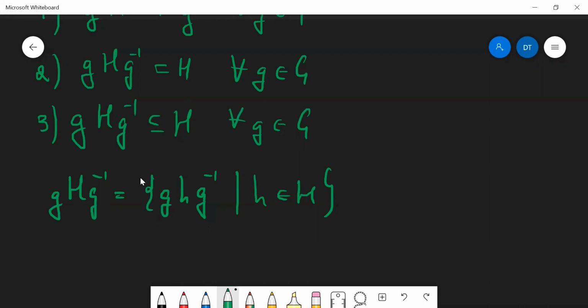This rule applies to any similar notation. Okay? Okay, thanks.